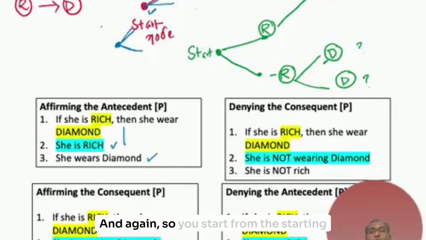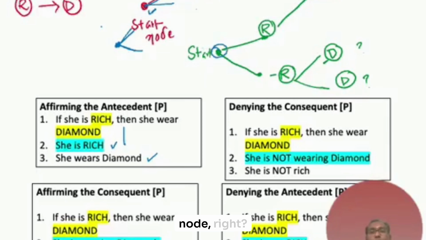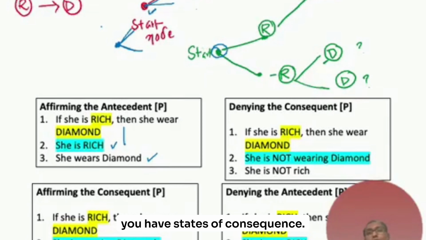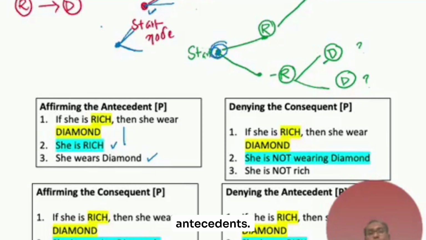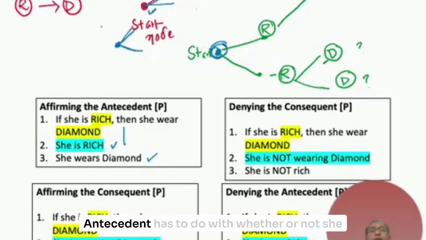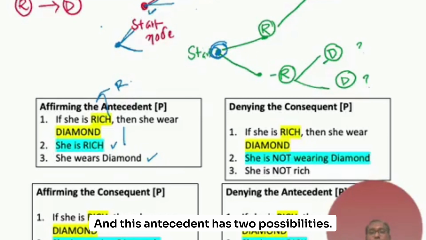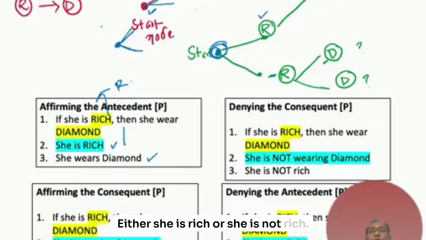And again, you start from the starting node. First, you talk about the antecedents, then you have states of consequence. So let's look at: if she is rich, she wears a diamond. You start here and you talk about antecedents. So what is the antecedent? Antecedent has to do with whether or not she is rich. And this antecedent has two possibilities. Either she is rich or she's not rich. So for the antecedent, there are two possibilities at the start node. One possibility is that she is rich. The other possibility is that she is not rich.